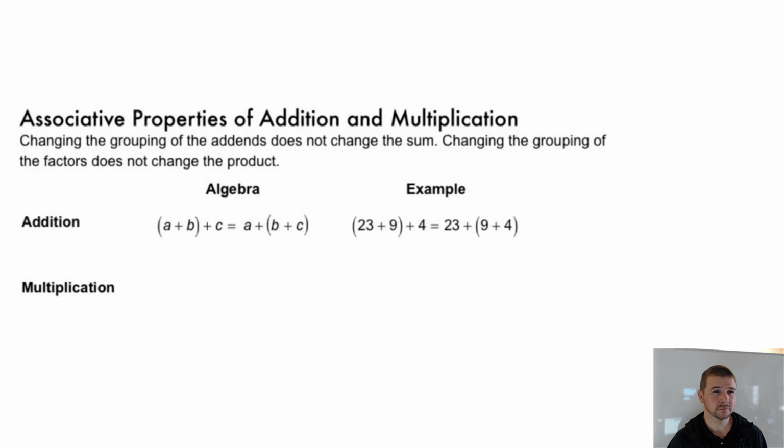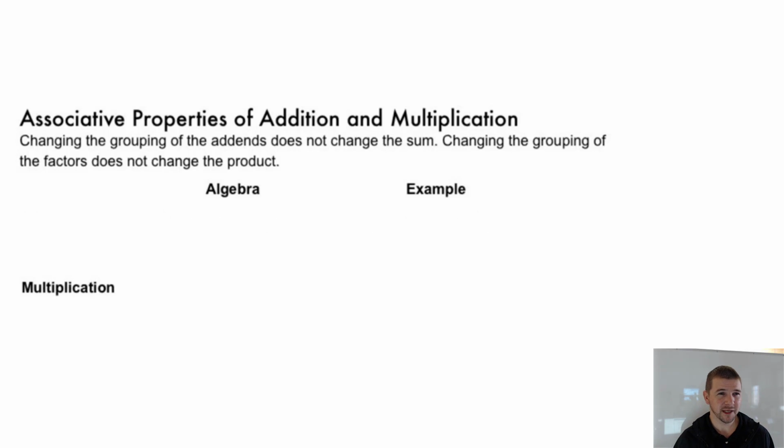And the associative property of multiplication. (A times B) times C equals A times (B times C). An example, (7 times 9) times 10 equals 7 times (9 times 10).